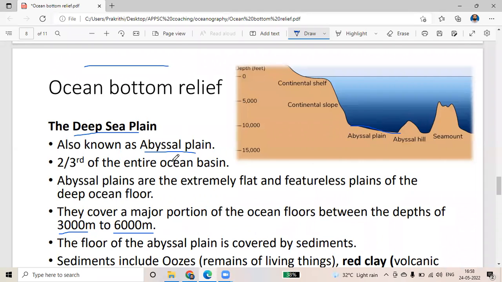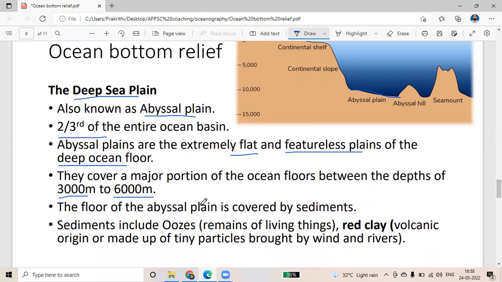Then the deep ocean basin covers almost 2/3 of the area. The deep sea plain will be 2/3 of the total area of the ocean basin. Taking 100%, it covers almost 60 to 65% of the total ocean area. These abyssal plains are extremely flat, featureless plains of the deep oceanic floor. Plain region, from the name itself, we understand that it is a flat area.